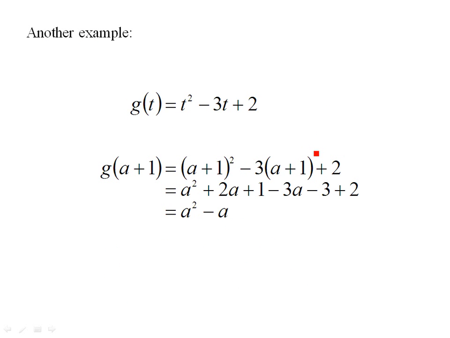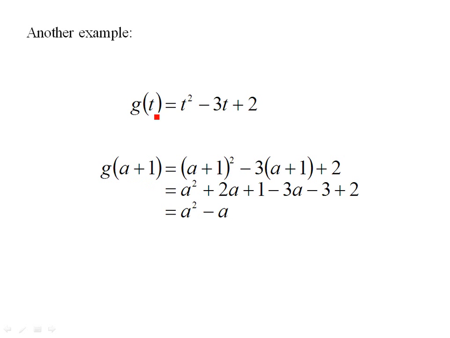Alright, another example. Let's say that g of t equals t squared minus 3t plus 2. So this is the original function. And you are asked to find what is g of a plus 1. Well, here we don't have just one number. We have an expression a plus 1. So it actually works the same way.